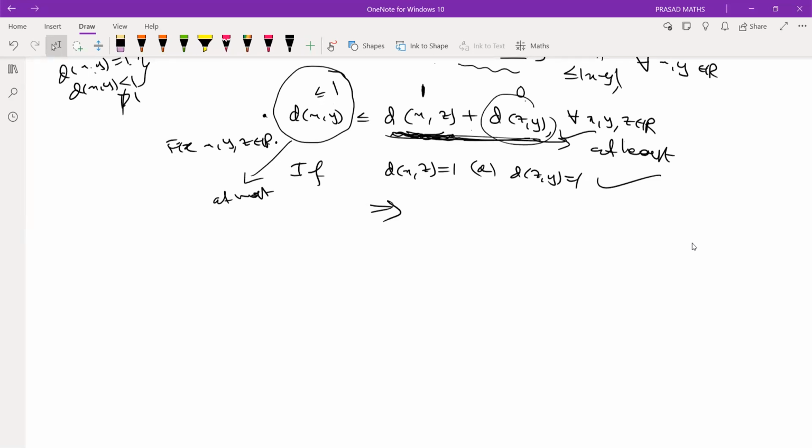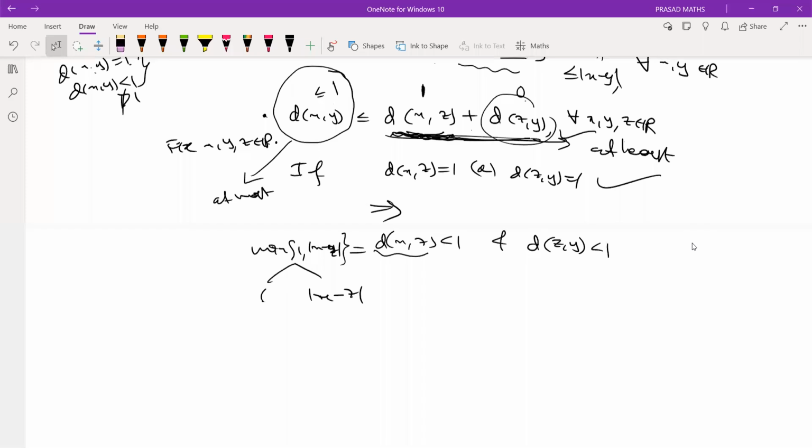So what is the negation of this? The distance can be 1 or less than 1, so the negation is: the distance between x comma z is less than 1 and the distance between z comma y is less than 1. The distance between x comma z is nothing but the minimum of 1 comma mod of x minus z. What are the chances: 1 or mod of x minus z? Can it be 1? No, because if it is 1, then 1 is less than 1, a contradiction. Therefore, the distance between x comma z is mod of x minus z.